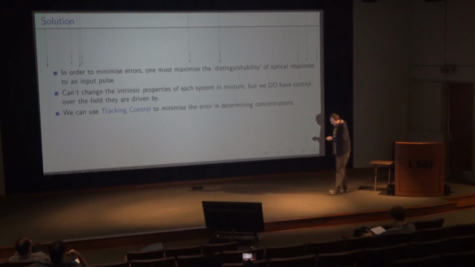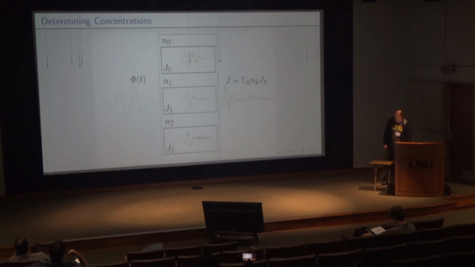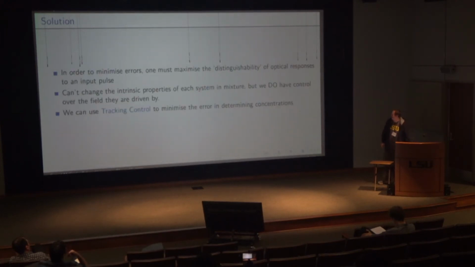and watching the response from. Now in the simple example before, I just took a transform limited pulse, and you get all of these responses. And it turns out that with this output, it's quite hard to get the N0, N1, N2. But we have control over the pulse. And I've already been talking about tracking control, so hopefully the connection is becoming more clear now. If we use tracking control to design a pulse, we can maximize the distinguishability between species and minimize this error in the inversion.